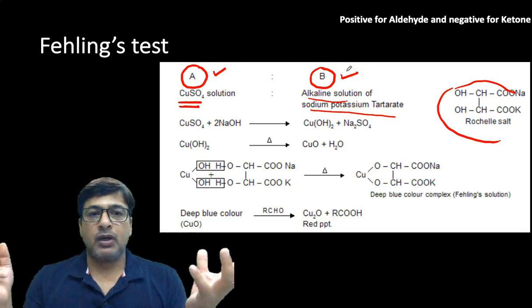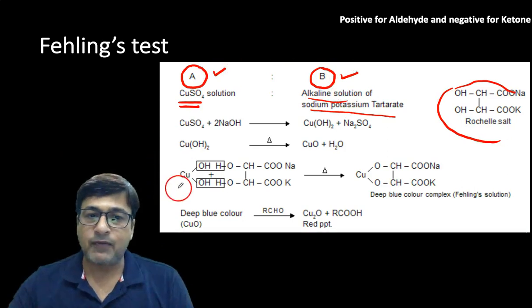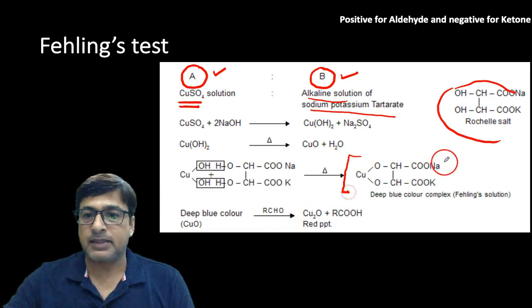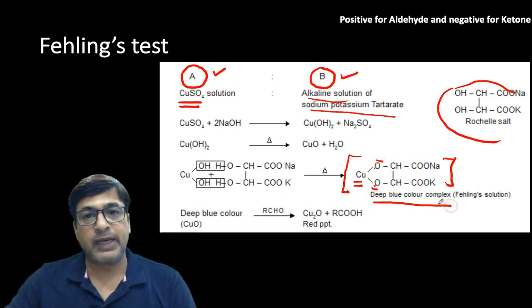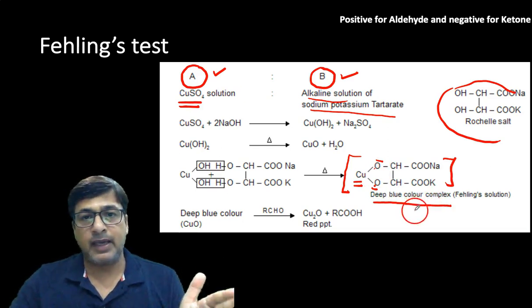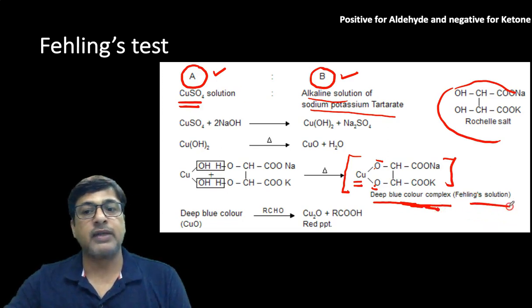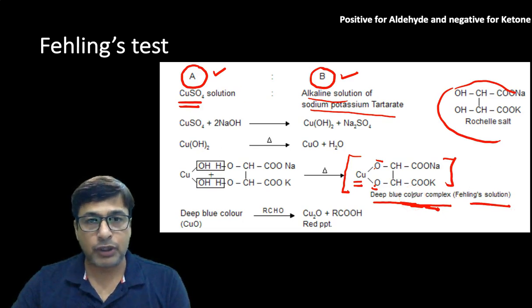What we do, we add Fehling A and Fehling B in a test tube. So when you add Fehling A, Fehling B in a test tube, you will get a deep blue color complex. This Cu plus 2 forms a weak bond with 2 O negative, and this is a deep blue color complex which is known as Fehling solution. After adding Fehling A, Fehling B, you will get a deep blue color complex which is known as Fehling solution. This test is also positive for aldehyde, negative for ketone, and it is a weaker oxidizing agent than Tollens reagent.